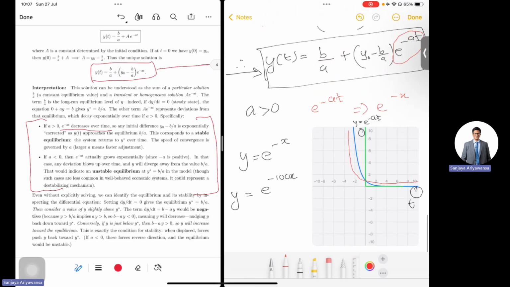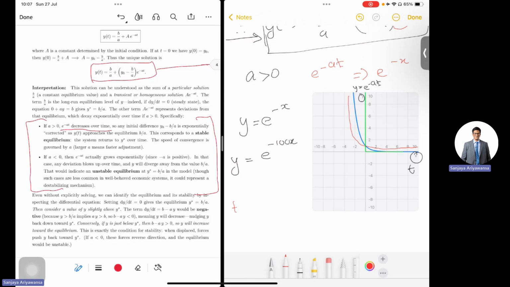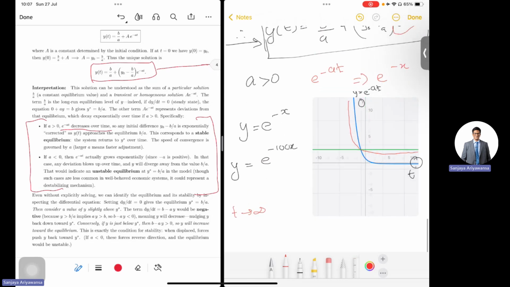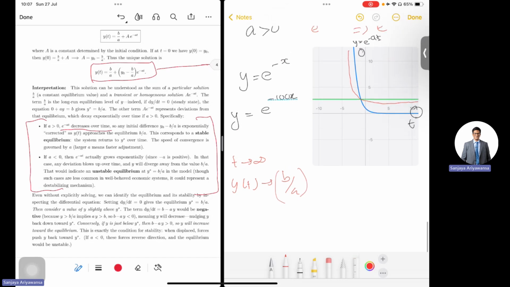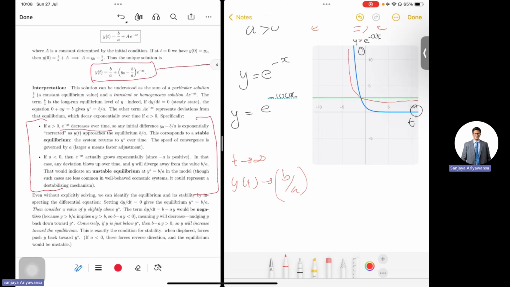And in my original solution, as time goes by, this is decreasing over time, and as t goes to infinity, what is happening is that y of t approaches b over a. Why is that? Because when t goes to infinity, the e to the power minus at term goes to 0. Therefore, as t goes to infinity, when a is positive, y of t goes to b over a, and that we say corresponds to a stable equilibrium. The system returns to y star over time.